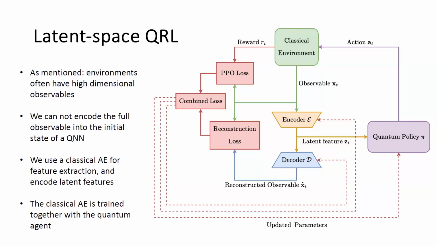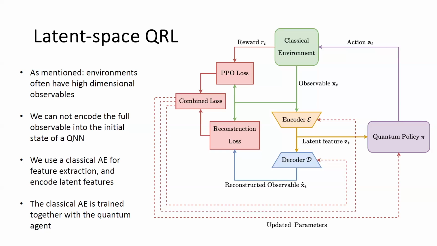So, as I mentioned, we want to use quantum reinforcement learning in latent space, and we have a pretty complex diagram which explains each part of the approach. First, we have an environment on top, which gives us some observable, but this observable is high dimensional. So we put the observable into an encoder and extract some kind of latent feature vector, which we use to encode into a quantum state of the quantum policy.